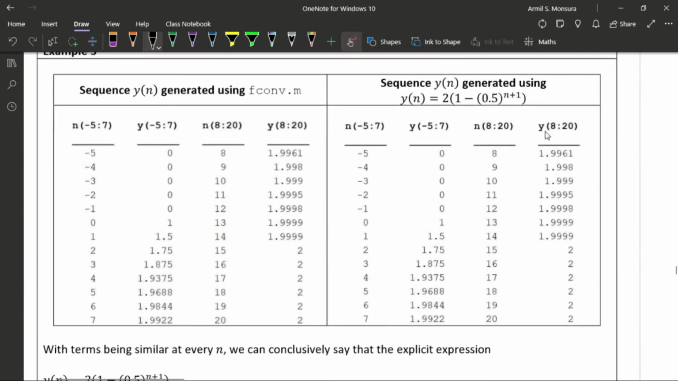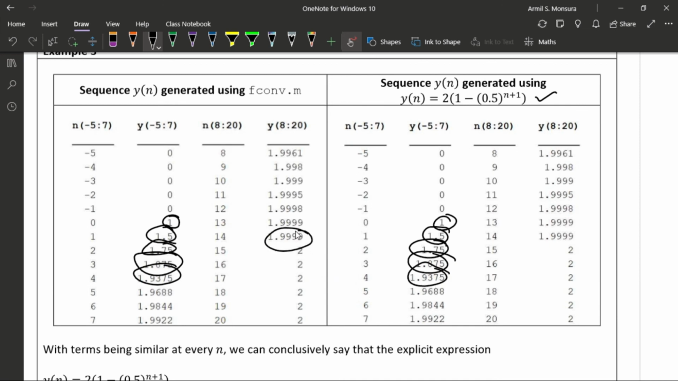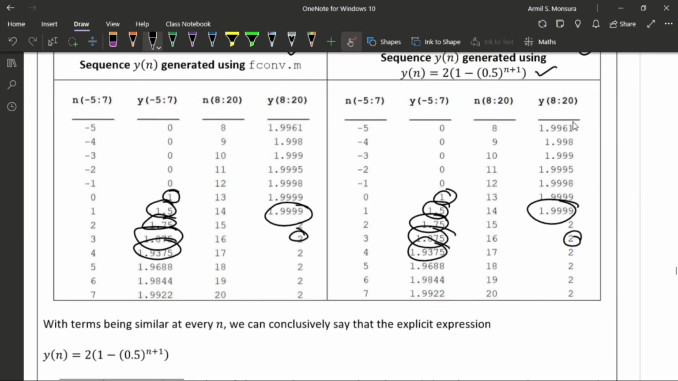Okay, so pansinin nyo na per n, okay, per values of n, pareho yan. Okay, so pareho yung sequence na generate niyo. So ayan, pati yung n equals 14, 16, and so on. So pareho yung na-generate natin. So ito, ginamit natin dito yung fcon function. Ito naman, ito yung expression, ginamit natin yung expression na nakuha natin using analytic solution of the convolution sum.